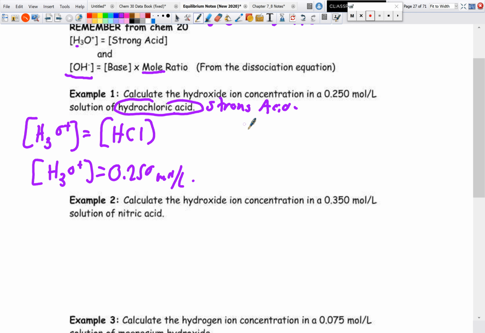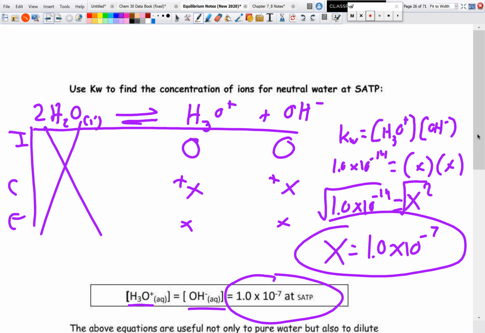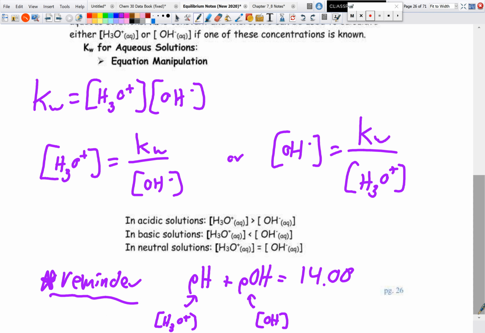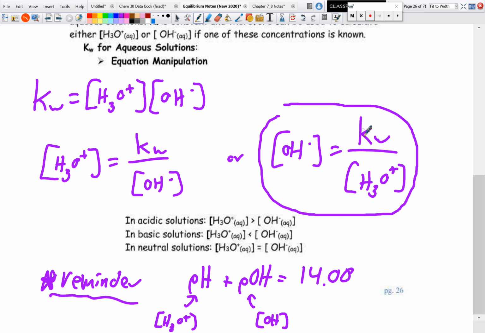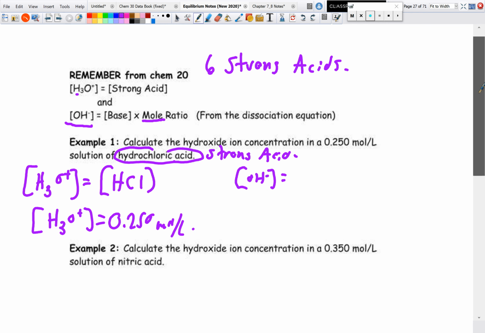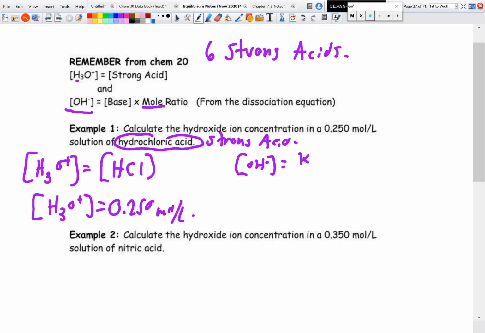So knowing that, if we want to get the concentration of hydroxide, we just go back and look at our equation from the previous page. We get the concentration of hydroxide is the ionization constant of water divided by the concentration of hydronium. So we are going to take Kw over the concentration of hydronium.